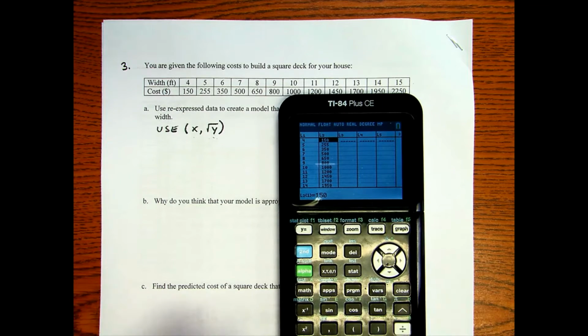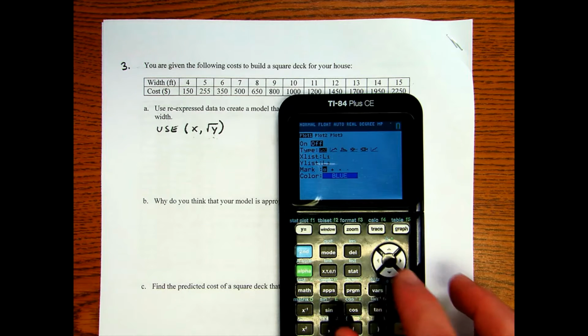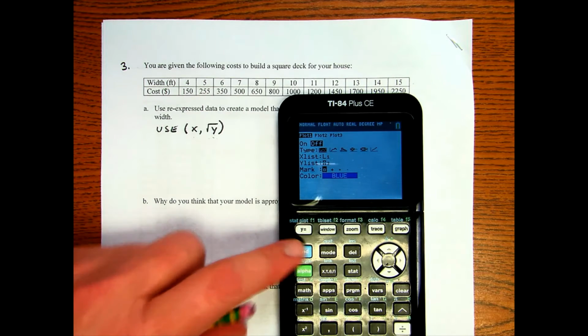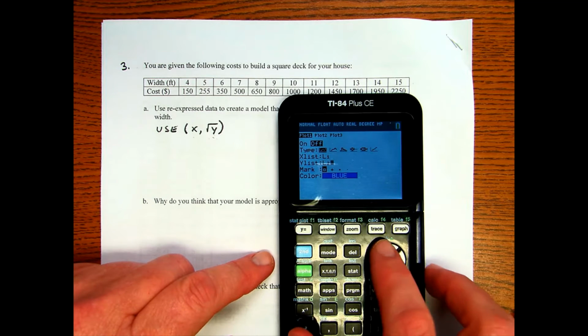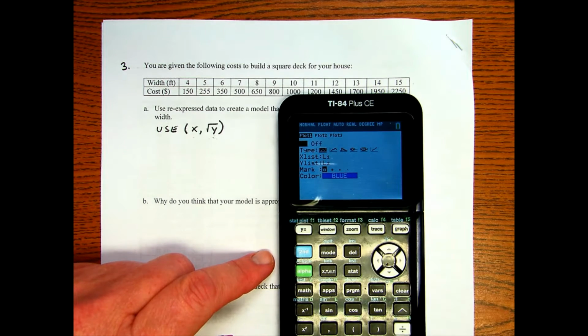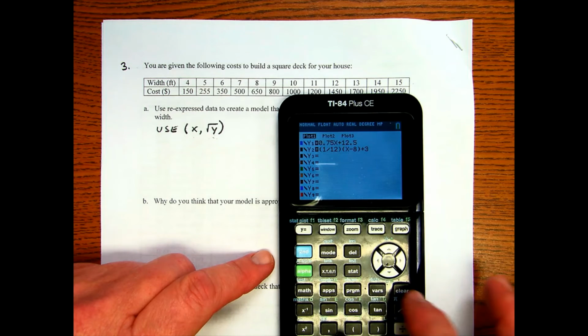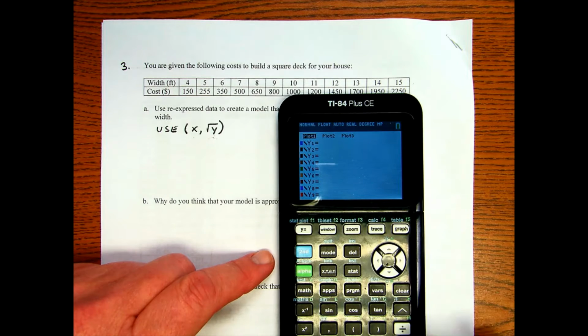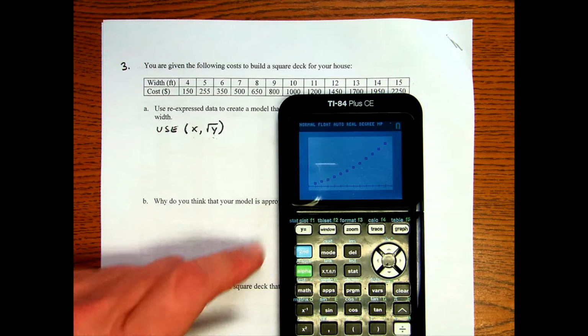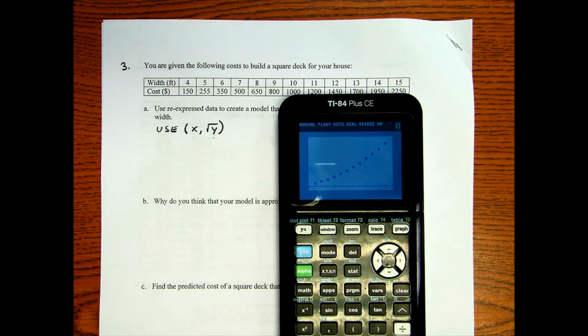All right, first thing, let's get a look at what the data appears to be as is. So I'm going to set up a scatter plot of L1 versus L2. Make sure I don't have anything, clear this stuff out. And I'm just going to zoom 9 it. And the pattern, or the form, certainly appears to be curved. It does not appear to be linear.